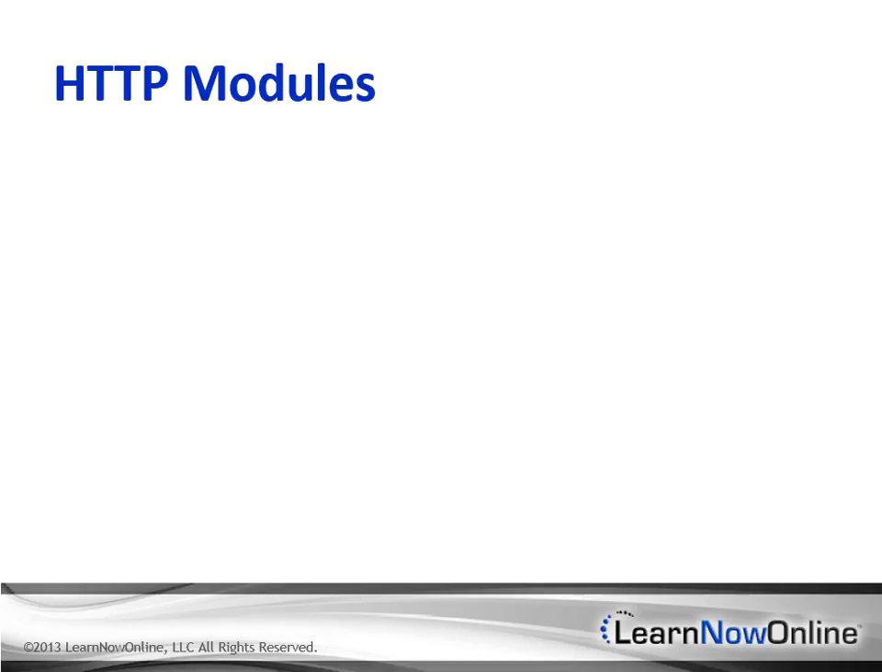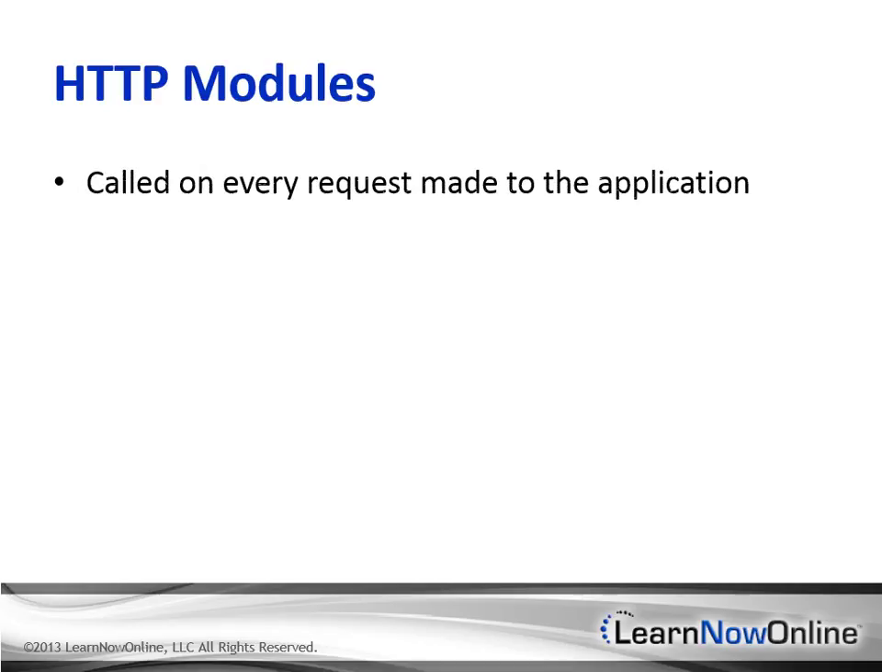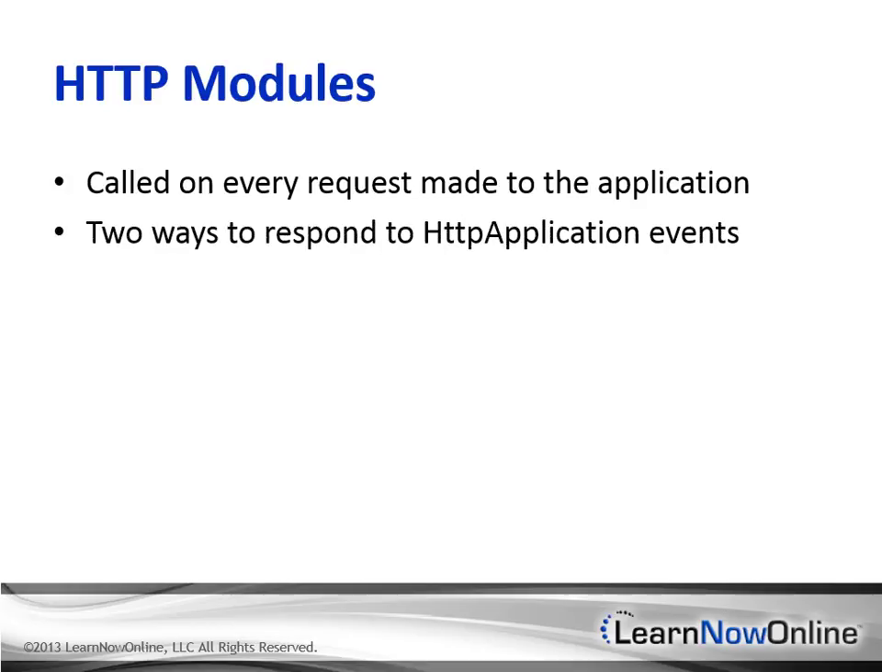Now let's move on to HTTP modules. Despite the similarity of the names, HTTP handlers and modules are completely different things. Unlike an HTTP handler, which is a response to a request for a specific path in the application, an HTTP module is called on every request made to the application. Modules are part of the ASP.NET request pipeline and have access to the various lifecycle events that ASP.NET goes through in order to generate a response to a client request, and this includes MVC applications. There are two ways to respond to HTTP application events, which is ultimately what we're doing with modules.